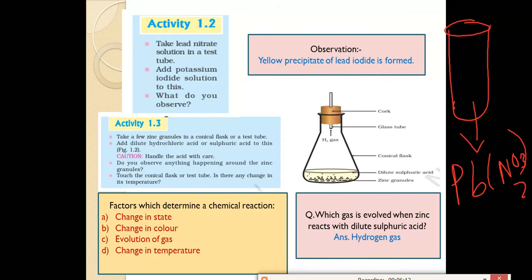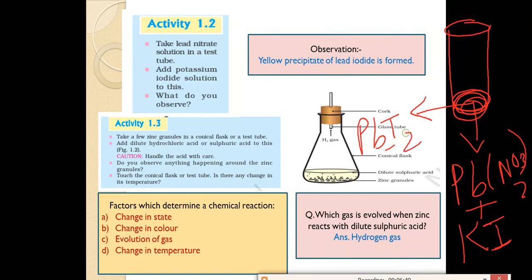After that, in that we have to add potassium iodide solution. Then we have to add potassium iodide solution. What do you observe? So when we add potassium iodide to lead nitrate, one yellow color precipitate will be formed in this tube, and this precipitate is because of lead iodide, PbI2. Because of lead iodide we can observe a yellow precipitate in this reaction.